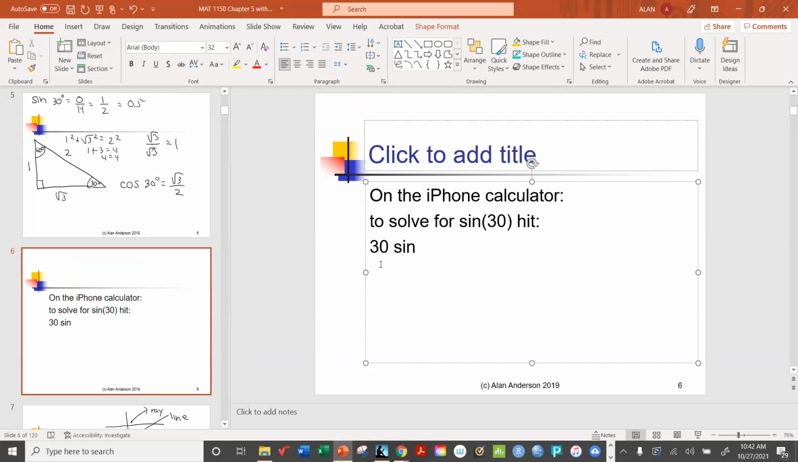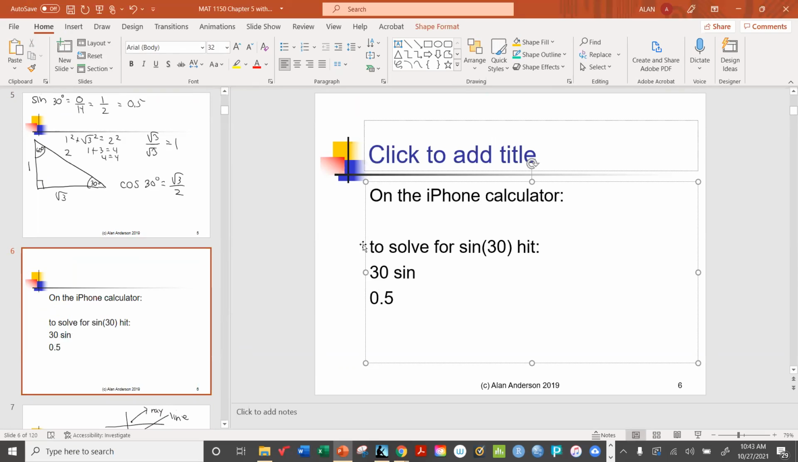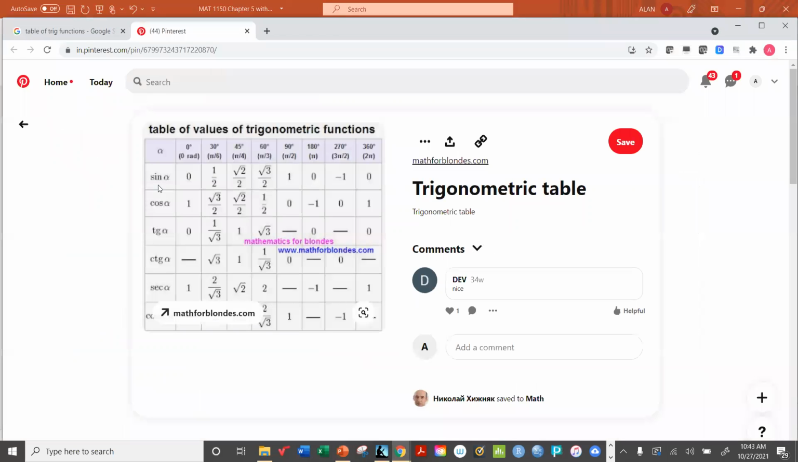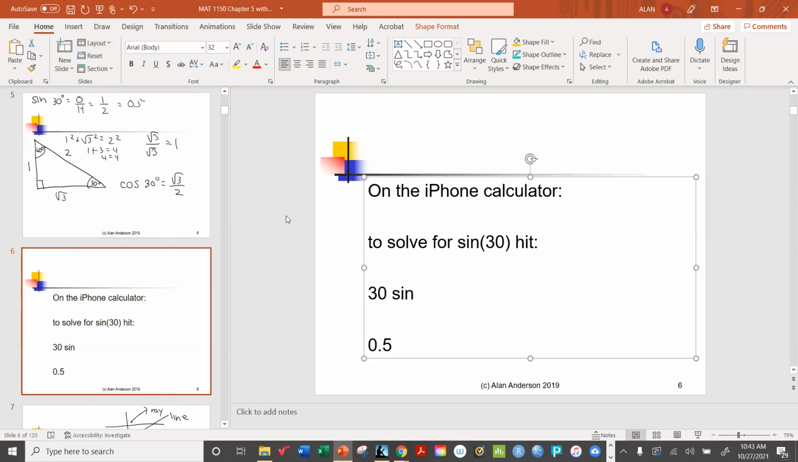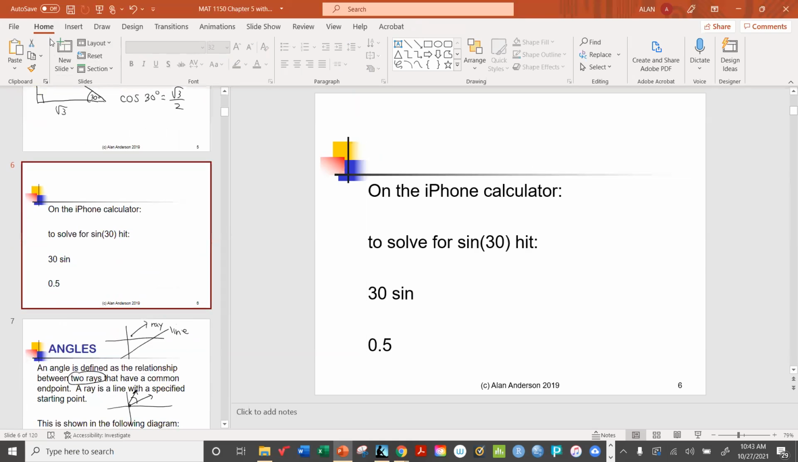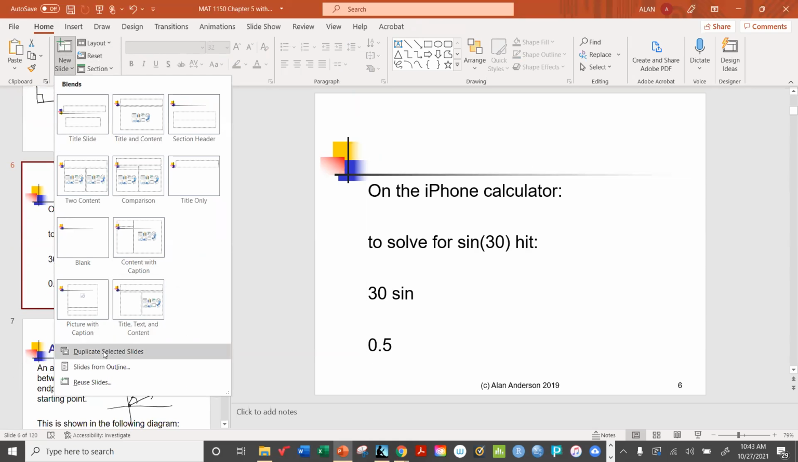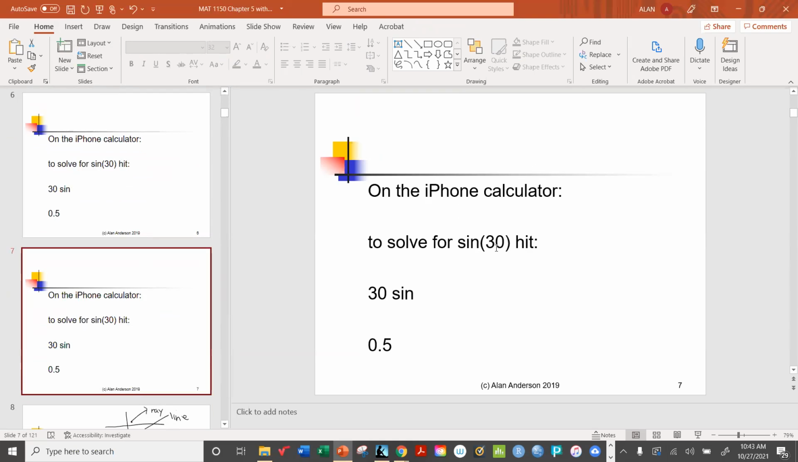Just 30 and sine, and the answer turns out to be 0.5. Now, here's one of the awkward parts, though. What if you want cosine of 30 instead of sine? Now, we know already that it's radical 3 over 2. And this table agrees with me on this one, radical 3 over 2. The problem is that when you type it into your calculator, it's not capable, or at least I don't think it is, of showing you the radicals. It's going to give you the actual value.